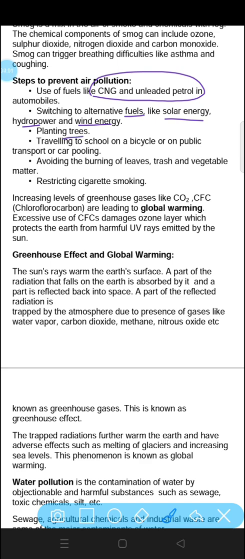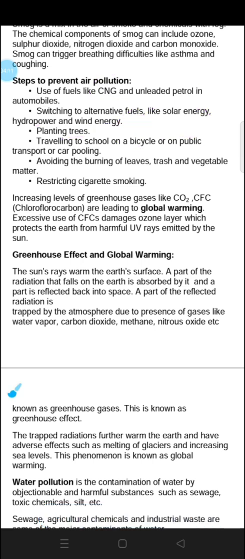Planting more and more trees, as trees act as air purifiers in our nature, so we should plant more and more trees. Traveling to school on a bicycle or on public transport or carpooling. We can just use a limited number of vehicles. If the school is nearby, we can just go by walking. If it is a bit far, we can use our bicycle. If it is far away from our homes, we can use public transport or carpooling. So this will prevent traffic as well as pollution.